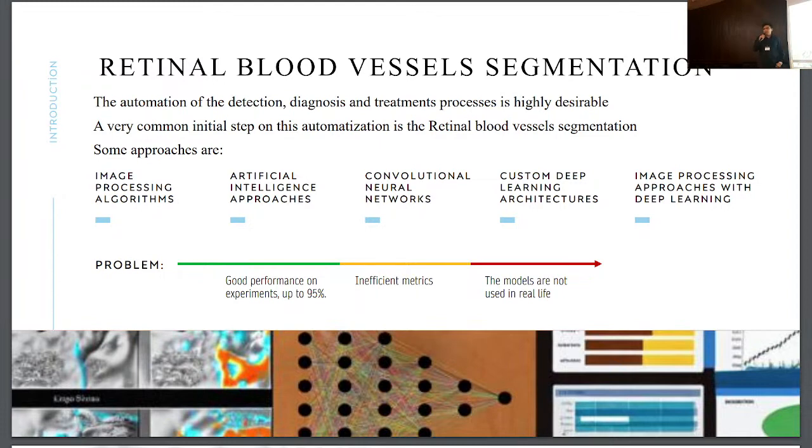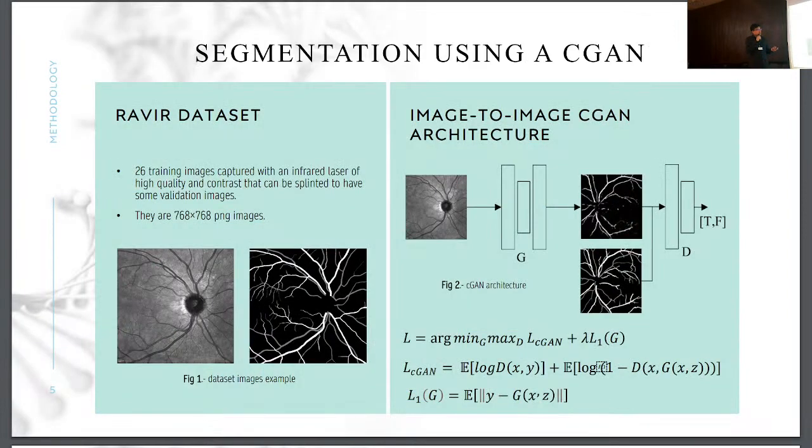But if two different approaches already exist, why is it important to do it again? One thing is that these approaches have really good performance in their experiments, about 95% accuracy, but due to the use of inefficient metrics and end-to-end measurement, they are not applied in real life. So they have very good results in the experiments, but in real life they are really not used. So that was our goal.